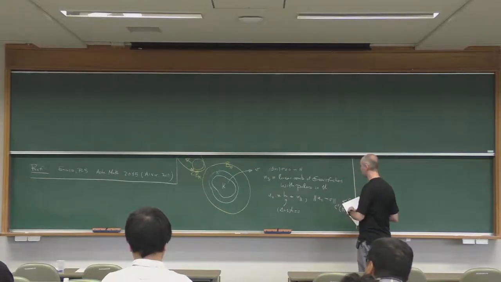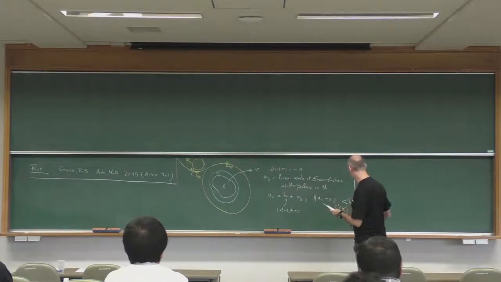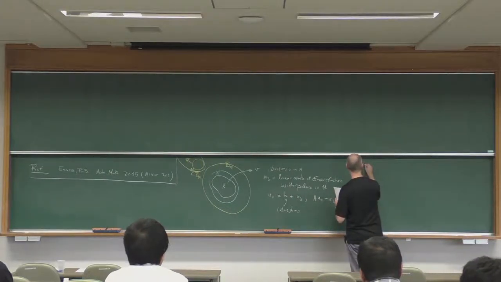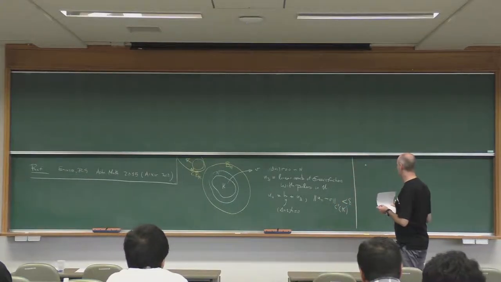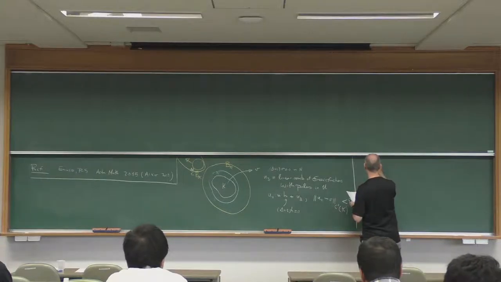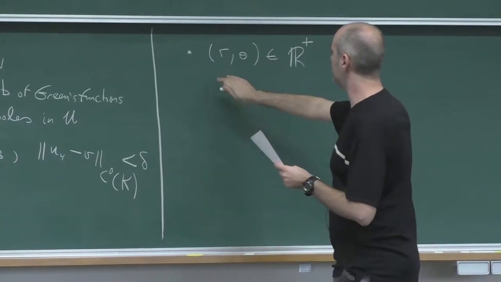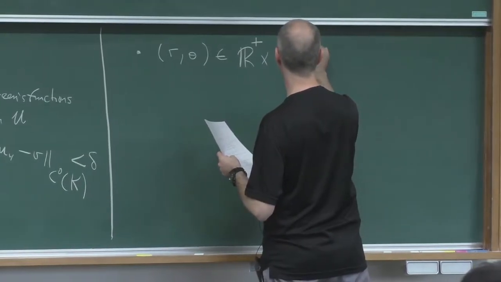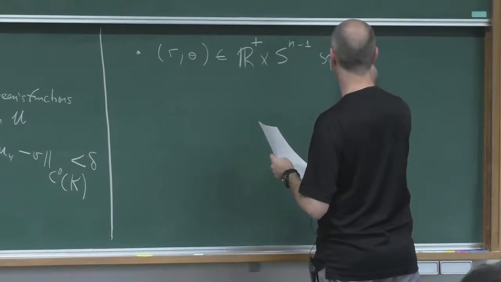So for this, we follow a totally different approach, which actually is not very complicated. And for this, we need two ingredients, which are elementary. The first one is simple spherical coordinates. So r is a non-negative radius, and theta will denote the point in the unit (m minus 1)-sphere. Okay, spherical coordinates, the usual one.